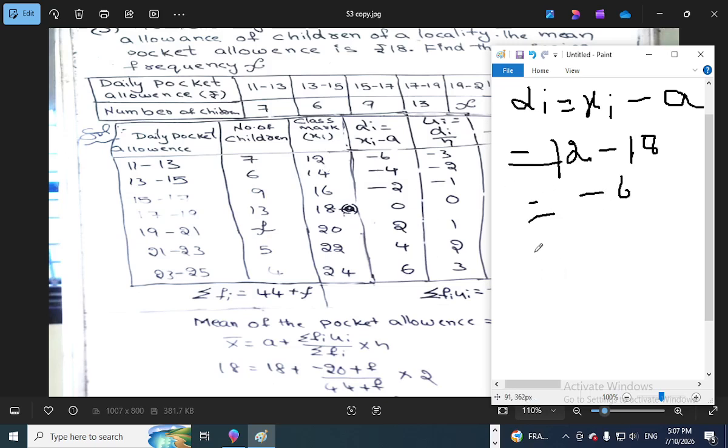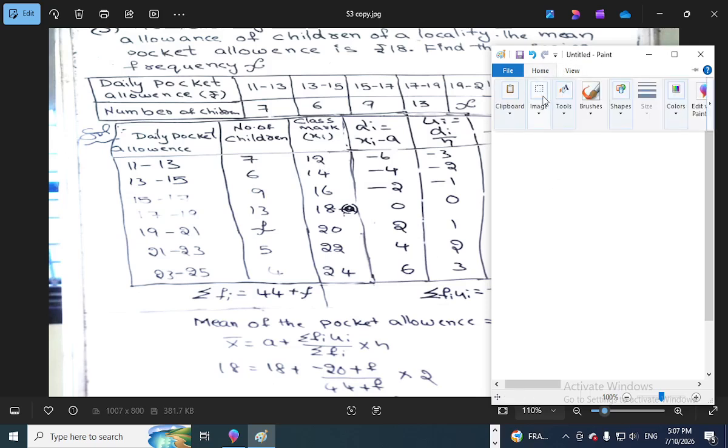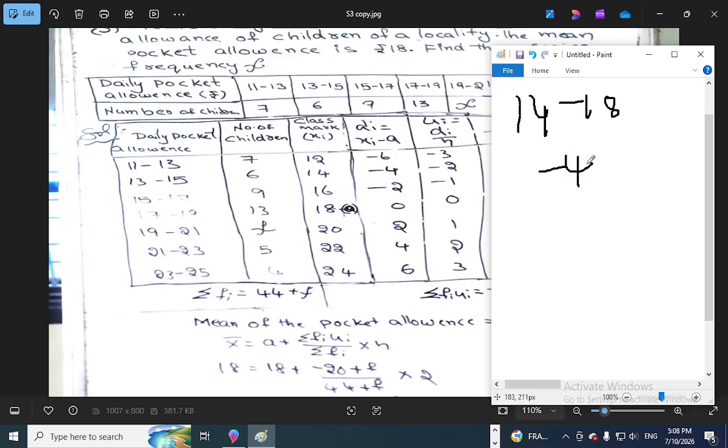Then we are going to the second class, that is minus 4, I'm sorry, 14 minus 18. 14 is the second class mark or midpoint and 18 is the assumed mean. Between them we are finding the deviation. 14 minus 18 is equal to minus 4. From the 18 the deviation is minus 4.